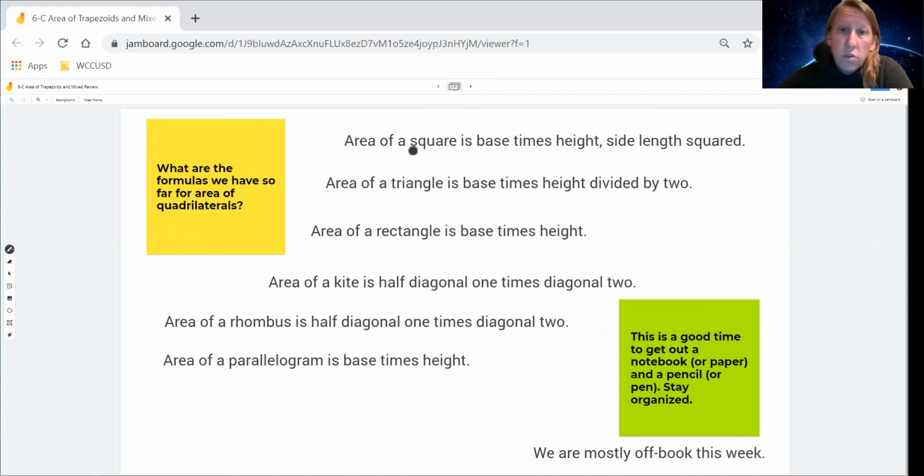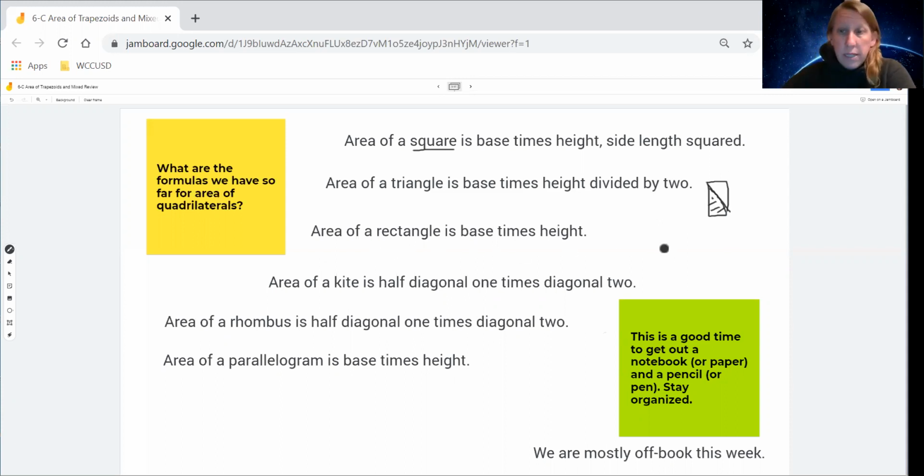We talked about a square. The area of a square is base times height. Another way to think about that is to find the side and square it. Area of a triangle is the base times height divided by 2, or half the base times the height, because a triangle is only half the space of the rectangle or the square.